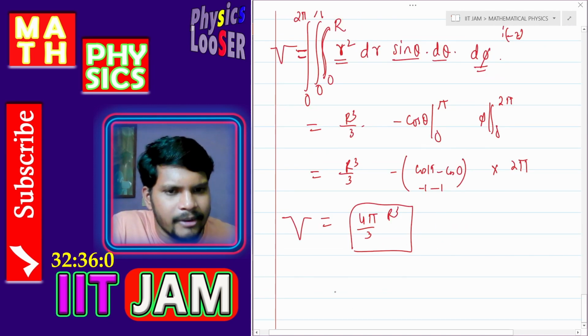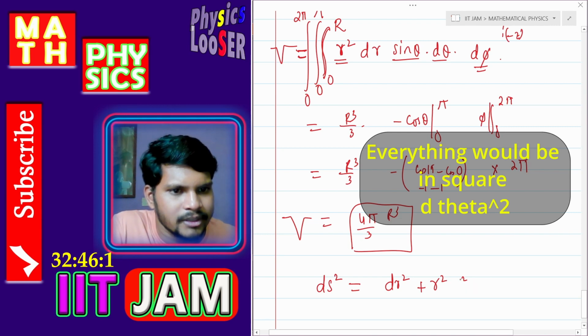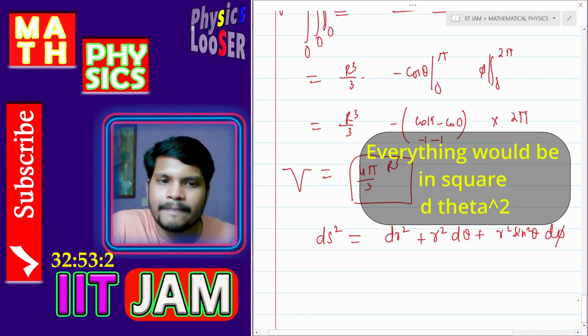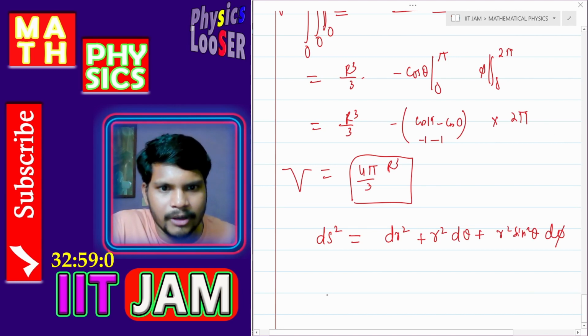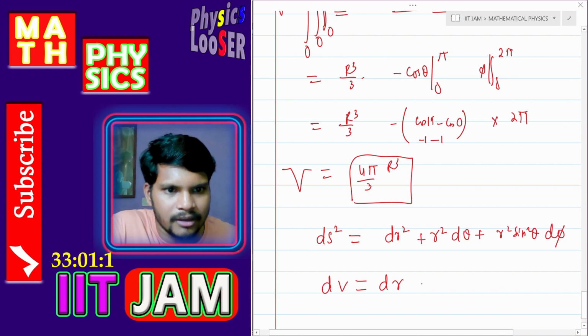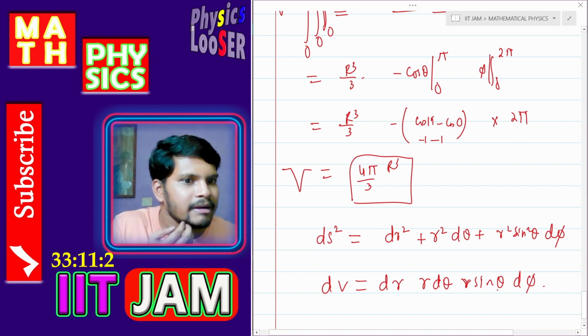So what is the length element for this spherical system? ds square is equal to, first of all, dr square, and then r square d theta square, and then r square sine square theta d phi square. We will see in the next video how we can derive these things. And so the volume element is dr and then r d theta and then r sine theta d phi.